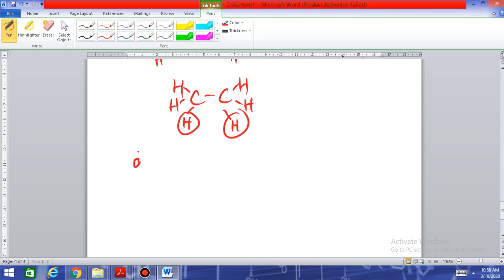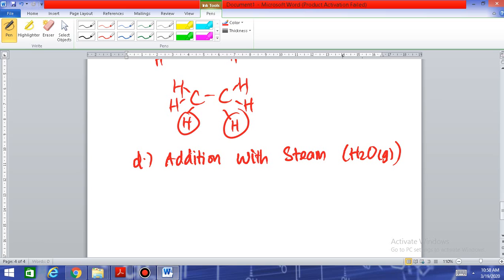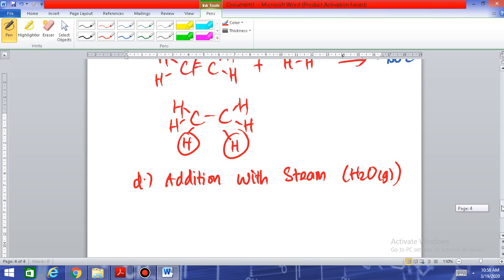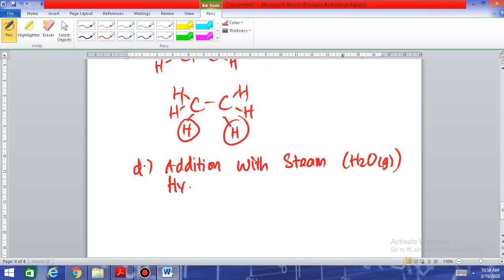Okay, next, addition with steam or water vapor. This reaction is also called hydration. Hydration means water is added to the compound.